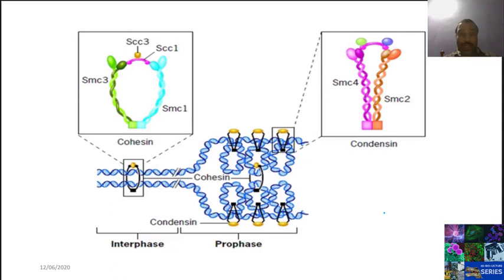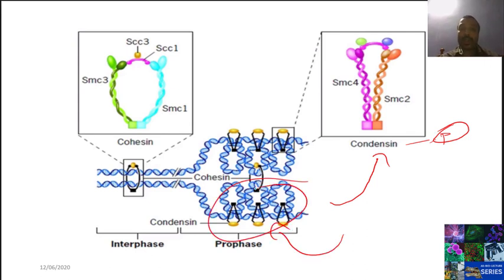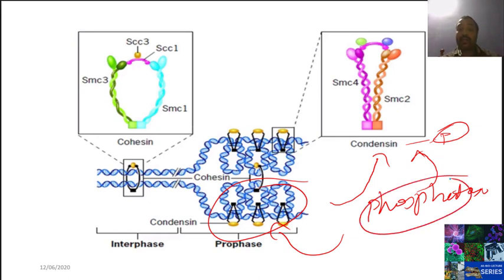The last point is when some phosphatases act on phosphorylated condensin. Phosphorylated condensin means the active form of condensin, and the active form of condensin promotes the condensation of the sister chromatids. So when phosphatases act on the phosphorylated form of condensin, what will happen? The phosphatases will remove the phosphate group from the condensin, and at that time the condensin will be inactive, and at that time what will happen?